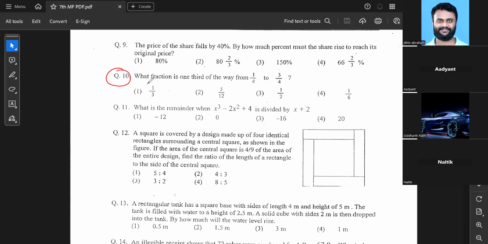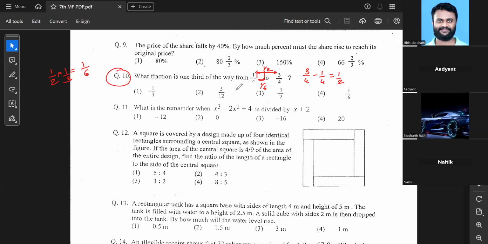See, I'll explain the question first. What fraction is 1/3 of the way from 1 by 4 to 3 by 4? So first you find what is there between 1 by 4 to 3 by 4. So 3 by 4 minus 1 by 4 is equal to 1 by 2. Now 1 by 2 का 1/3 find करना है. So 1 by 2 का 1/3 is 1 by 2 multiplied by 1 by 3. That gives you 1 by 6. Now this distance is 1 by 6. Now what they're asking is what is the fraction?